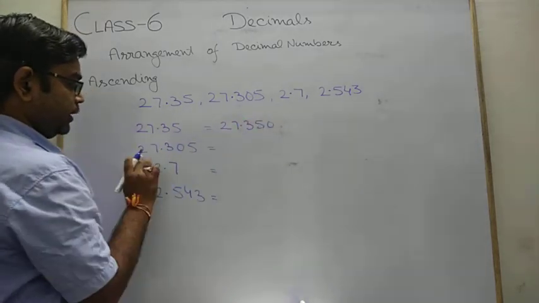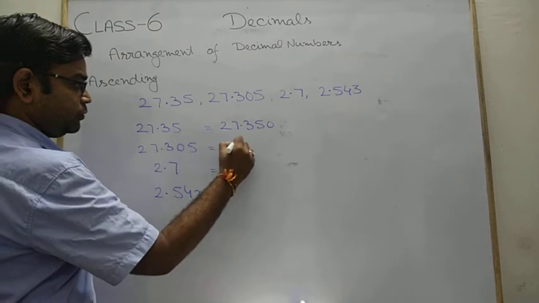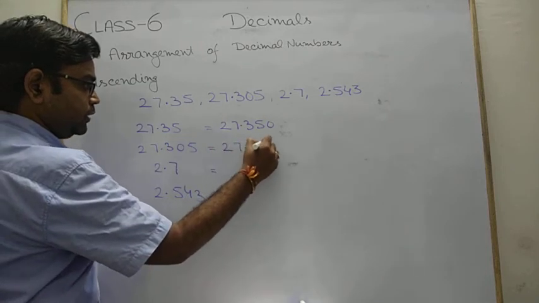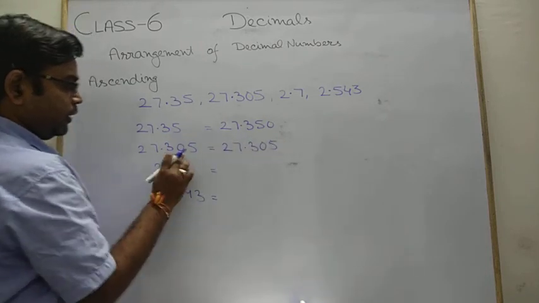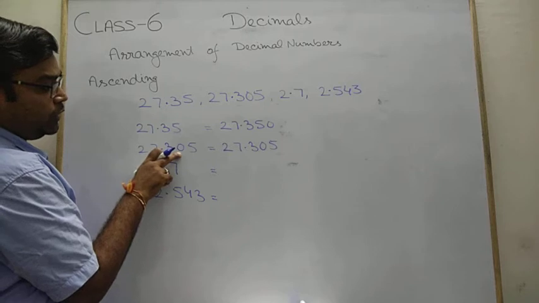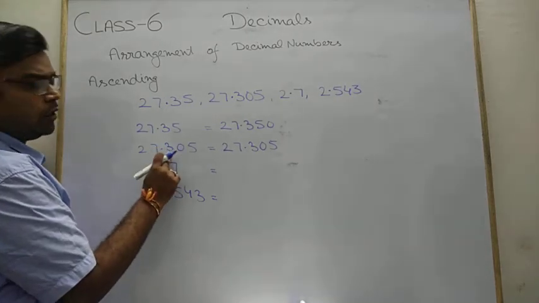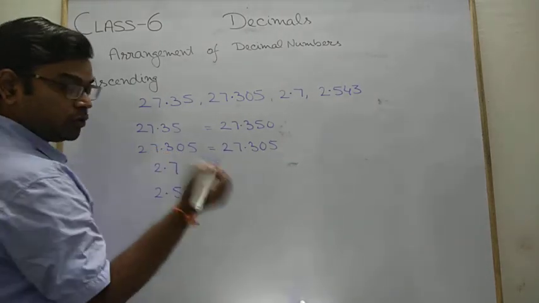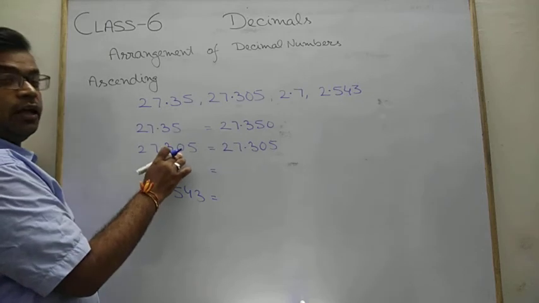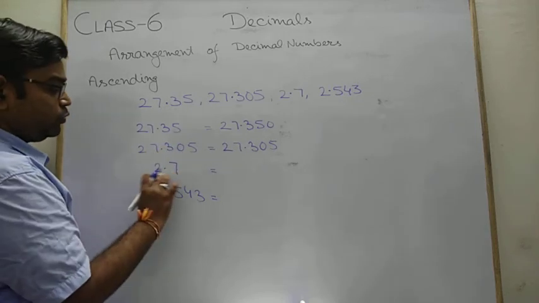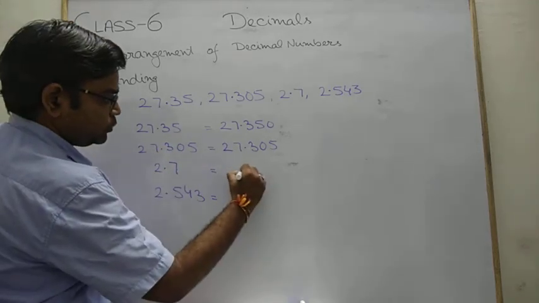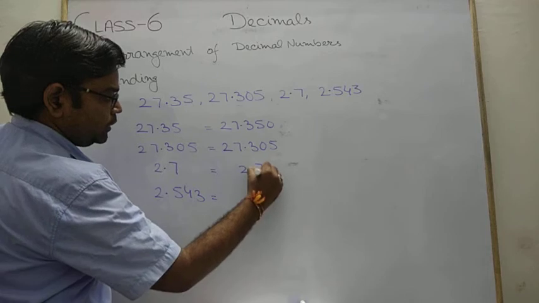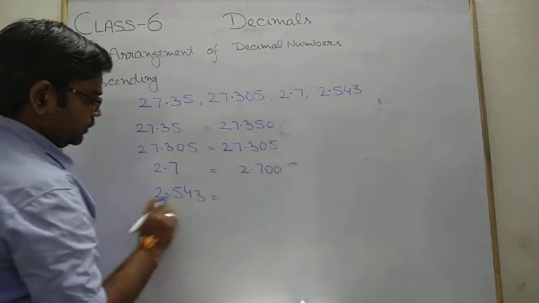So in this case, we can write down 27.350. In this case, you have 27.305. Since in this case 0 is in between two numbers, here 0 has some value. 0 is not meaningless in this case. 0 has some meaning. Then 2.7, so it's 2.700.